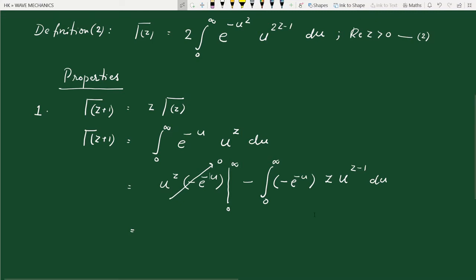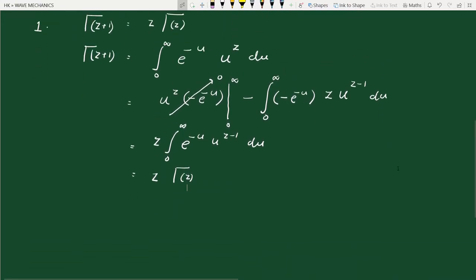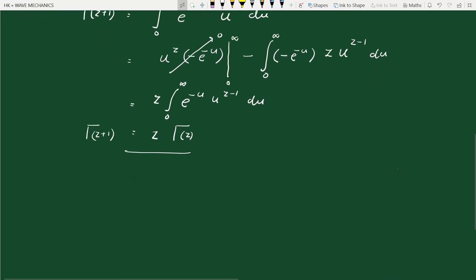And what about the second integral? You can take this minus sign outside, so minus of minus will be plus. This integration is in terms of u, so you can take this z also outside. So what you get is z times the integral 0 to infinity e raised to minus u, u raised to z minus 1 du. And what is this? z times, and this integral is nothing but gamma z. Okay, so we have established the result that gamma z plus 1 is equal to z gamma z. So that's the first property of the gamma function.